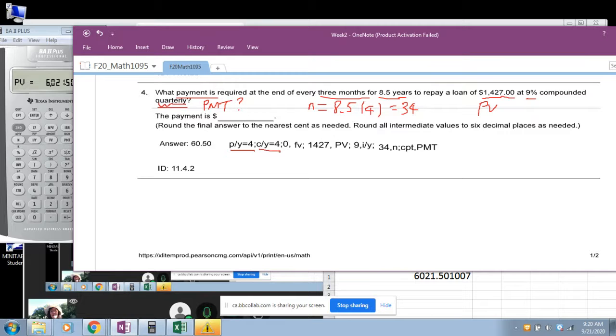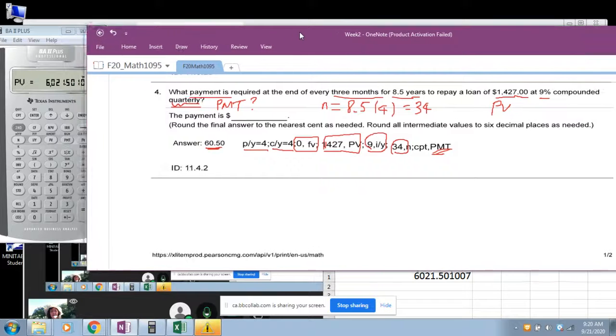As a precaution, you enter 0 as the future value, and then 1,426, that is the present value. Interest is 9, N is 34. You compute PMT, you will get this number, 60.5. So now let's do it on the calculator.